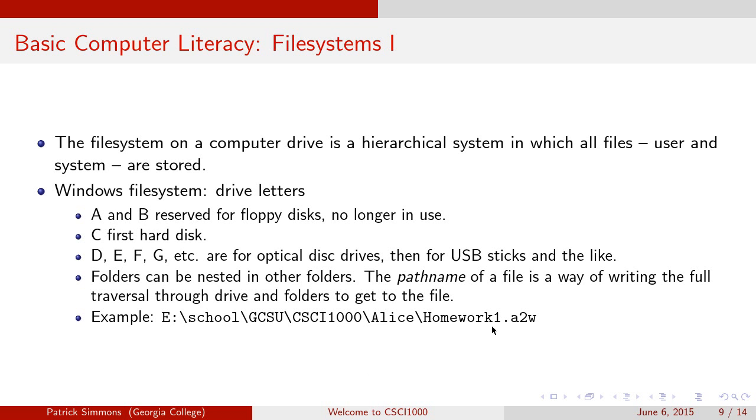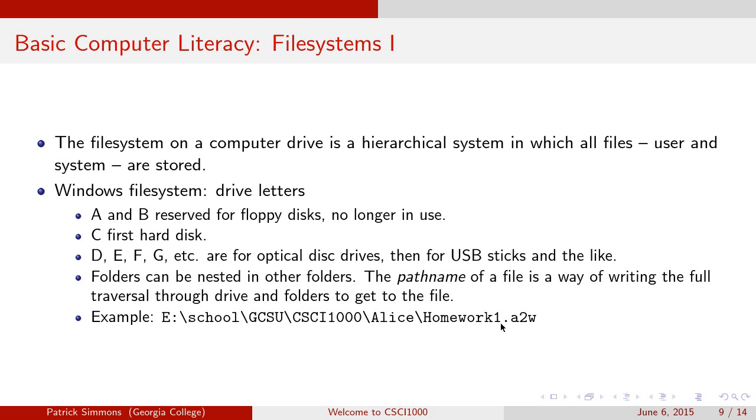Now the .a2w there identifies the type of the file it is. So Word documents are typically .doc or .docx. Excel documents are .xlsx. PowerPoint documents are .pptx. And Alice files are .a2w. So it's important to recognize the different types of extensions here.